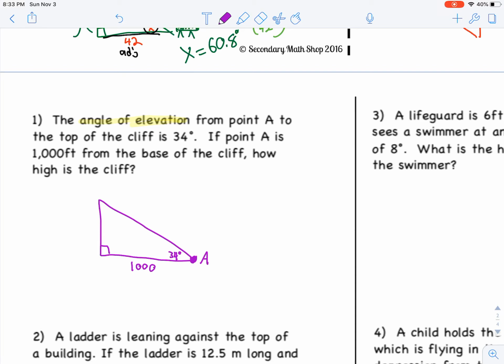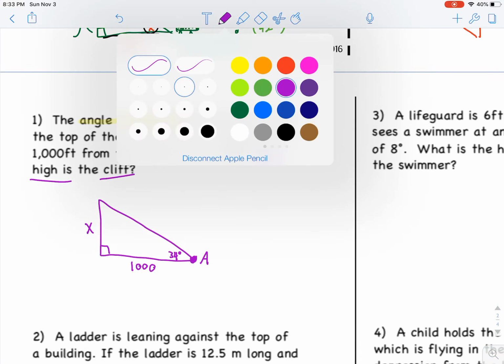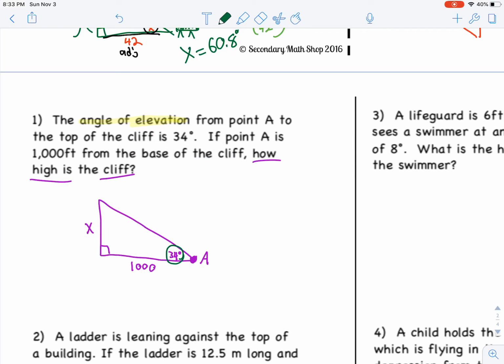And they want to know what? How high is the cliff? All right, so our height is represented by the vertical line, so we're going to put X there. All right, I think you guys can work it out from here. If you need a little bit more help, I'll help you label your sides.